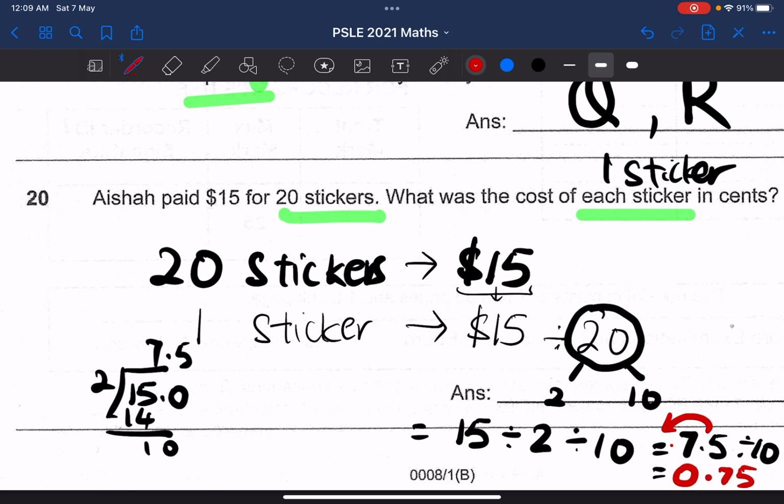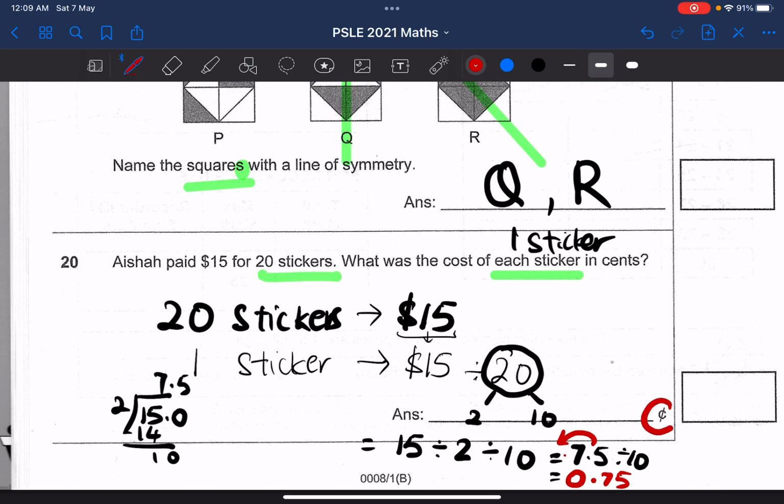0.75. So the answer will be, they want the answer in cents. So 0.75 means 75 cents, isn't it? So your answer will be 75 cents. Alright, so that's the answer for question 20.